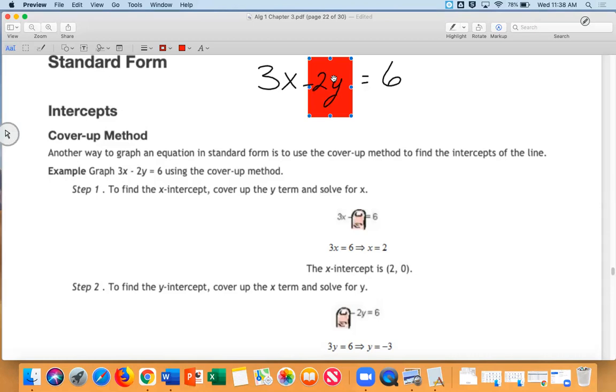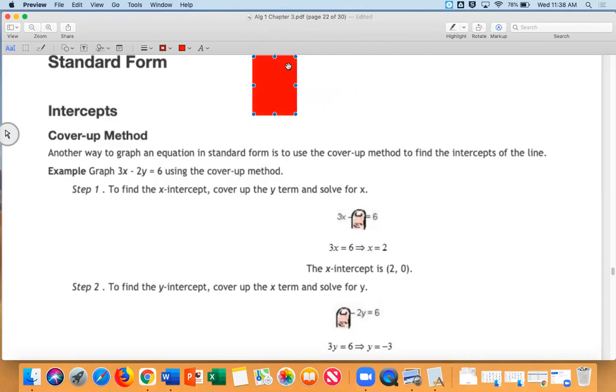Now, I need to find my y-intercept. So what I would do is I would cover up my x. That leaves me with negative 2y equals 6. Do you see that? How do I solve that? Divide by negative 2. And I get y is negative 3. So that's what's going on here.